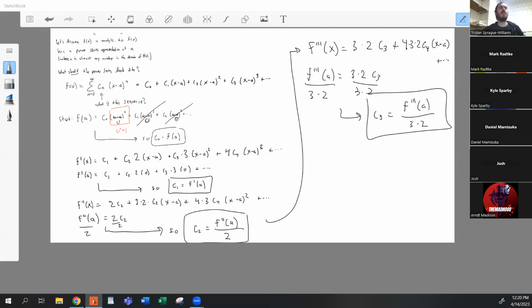Question in the chat, what does a stand for? Remember, a is just the center of the power series. So a is pretty much any number in the domain that you want to center your power series at. Remember, we started this by saying, let's just pretend that we have a function which is analytic, so we can just make a power series for that function centered anywhere in its domain.